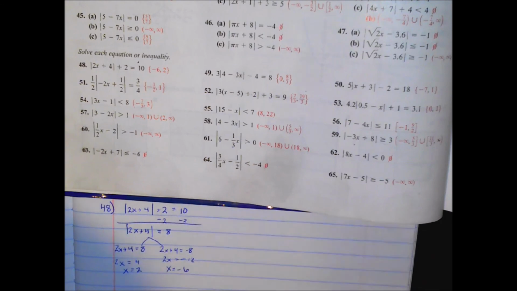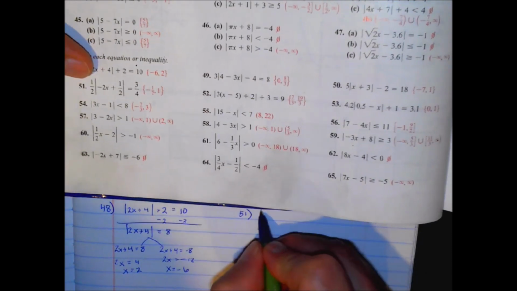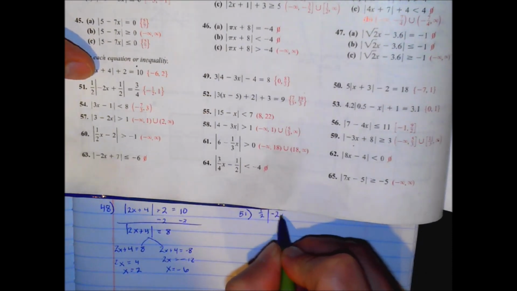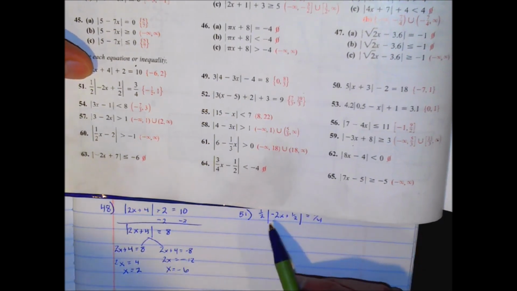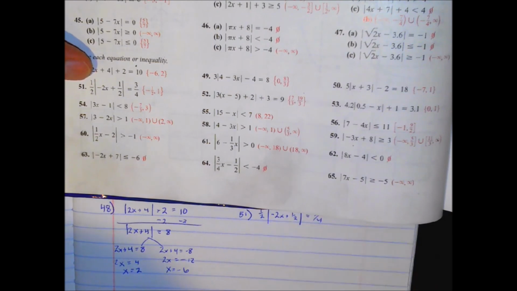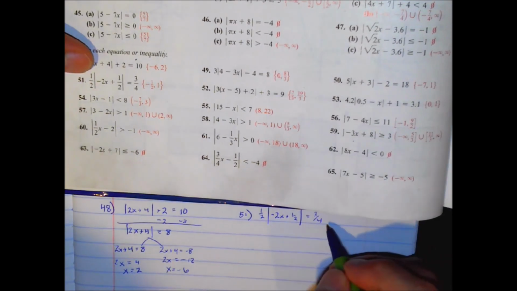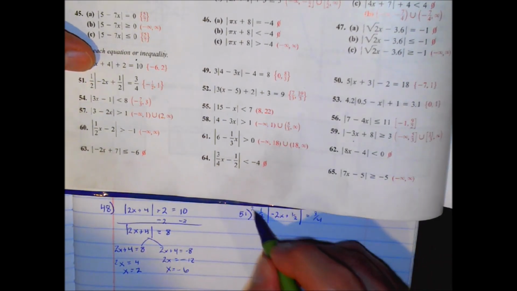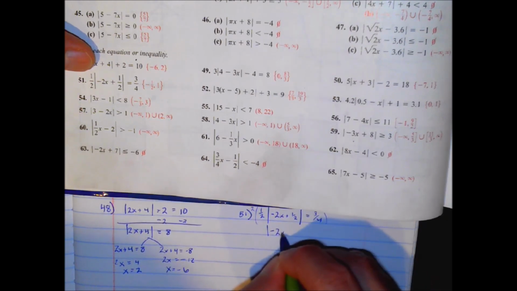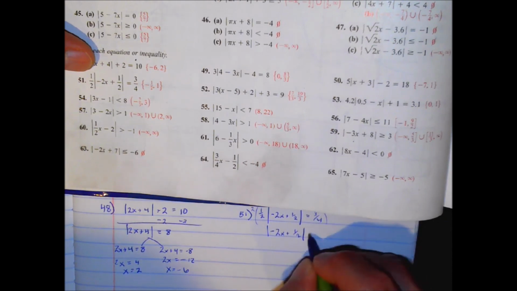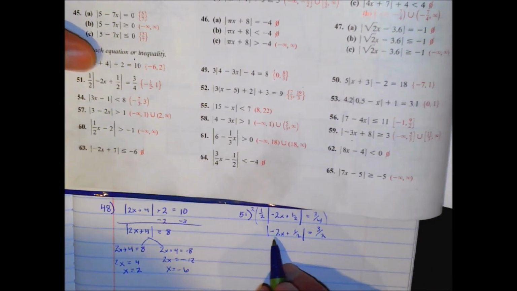Okay, 51. Okay, so once again, we want to get the absolute value by itself. So you could do a couple of things first. You could divide by 1/2 on both sides. Let's actually just multiply by 2 to get rid of the fraction. So if I multiply by 2 here, that cancels out. And this would give me 3/2. Okay, now I can set up my two equations.